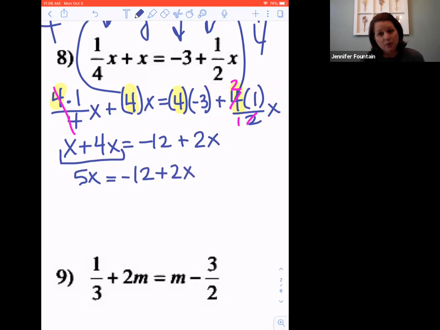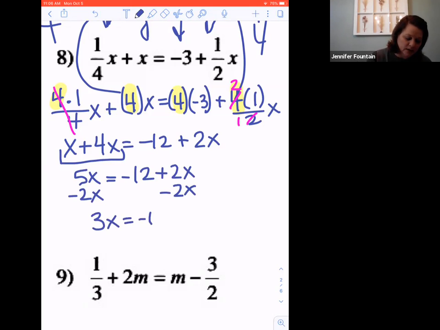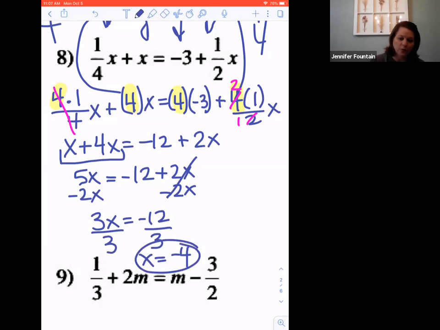So now I'm going to move that 2x. Because it is positive, I'm going to move it by subtracting. So 5x minus 2x is 3x equals negative 12. Remember, when I subtract these two, they just go away because 2x minus 2x is 0. So now I have 3x equals negative 12. Divide both sides by 3, and x equals negative 4.